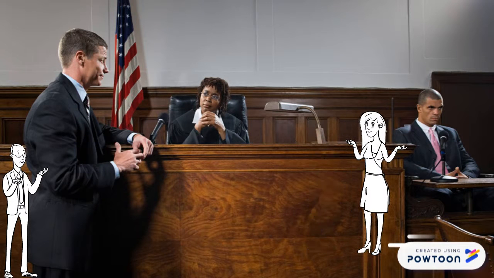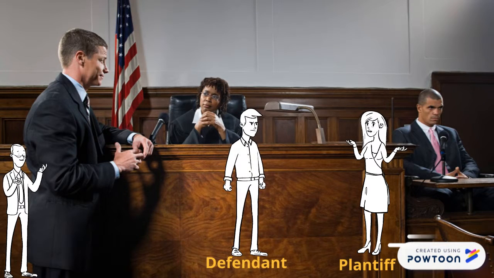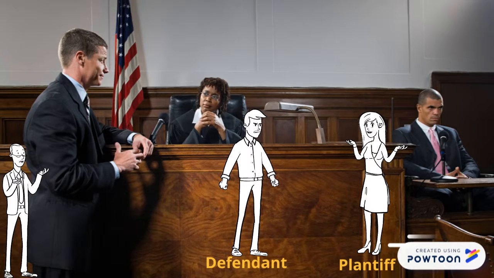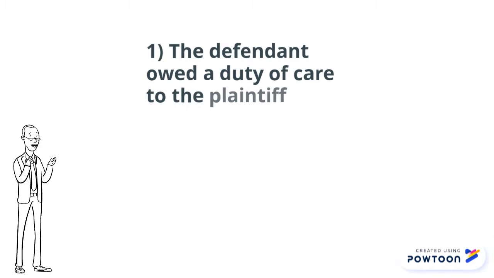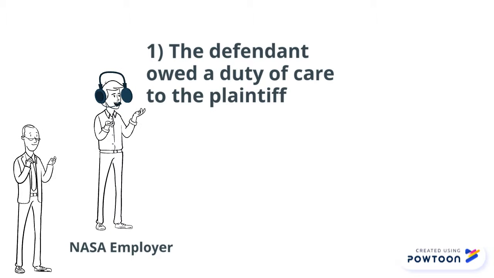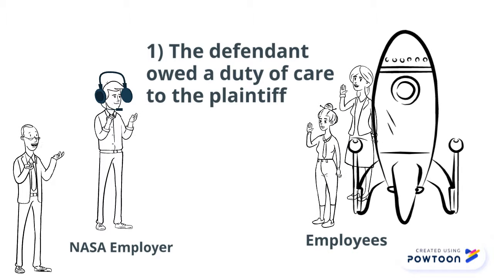The plaintiff is the 7 deceased astronauts and their families. The defendant is the NASA manager who decided to go with the launch. The NASA manager overseeing the launch has a duty of care to the plaintiff as they are employees that courageously took on the challenge to go to space. In return, NASA has to provide the employees a safe launch.